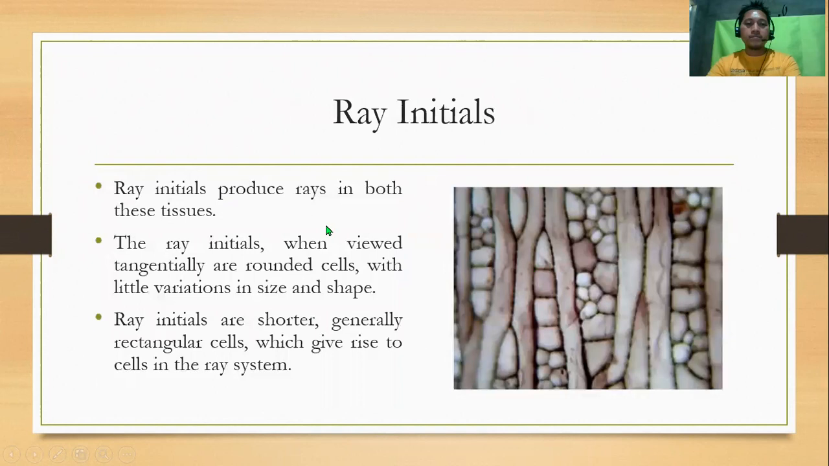Ray initials produce rays in both these tissues. The ray initials, when viewed tangentially, are rounded cells, generally rectangular, with little variation in size and shape. Ray initials are shorter, generally rectangular cells, which give rise to the cells in the ray system. They also give rise to the xylem ray and the phloem ray, going sideward.